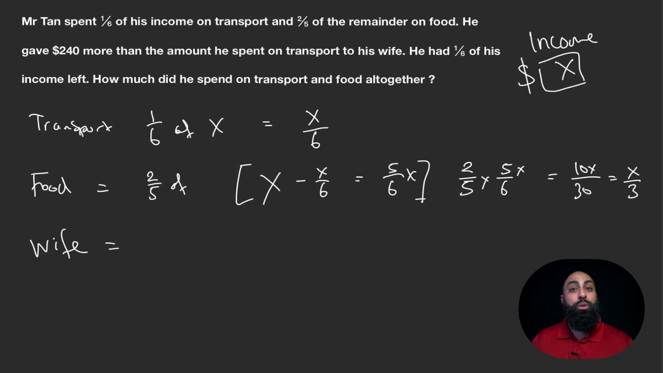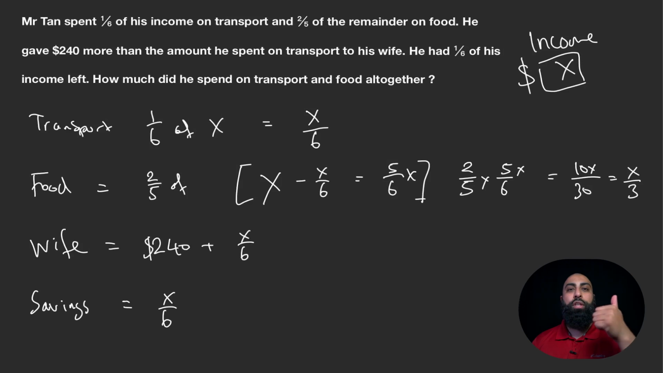So he gave some money to his wife, and it was $240 more, so $240 in addition to the 1/6 that he spent on transport. Finally, he had some money left over, so we're just going to call this savings. And he had 1/6 of his total income left as savings.